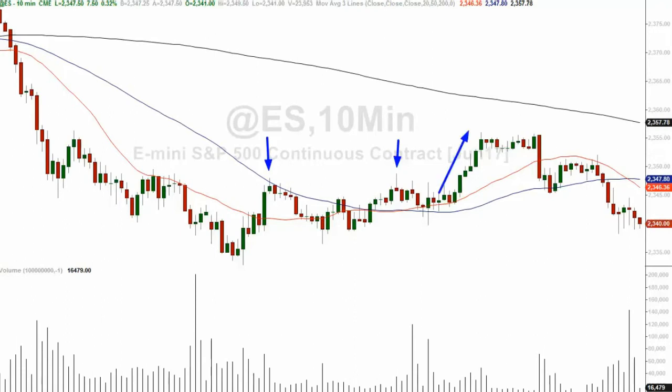You'll find these patterns repeated over and over and over again throughout the market. Consolidation patterns happen each and every day, whether you're looking at the ES contract, whether you're looking at another commodity contract like gold or oil, or whether you're looking at a stock.